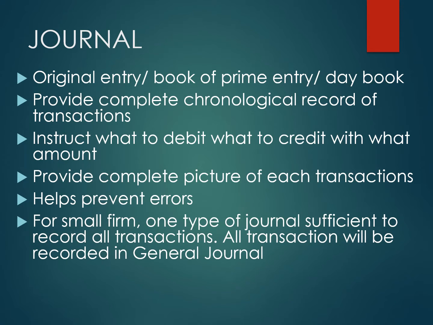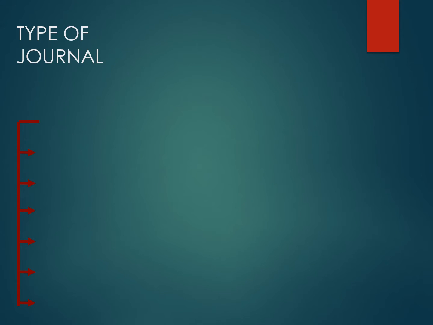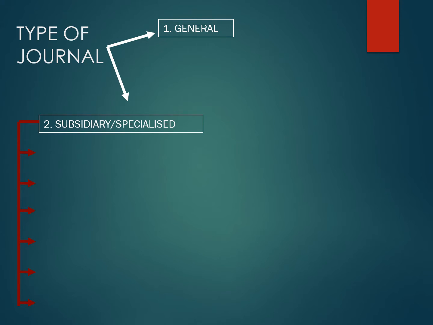And for a small firm, we only use the general journal because it's sufficient for them to record. However, for a bigger firm, we need additional subsidiary journals to record, called subsidiary books. Okay. The types of journal: the first type is the general journal, and the second is called subsidiary or specialized journals. Under the subsidiary or specialized journals, we have the cash disbursement journal, or popularly known as the cash payment journal.